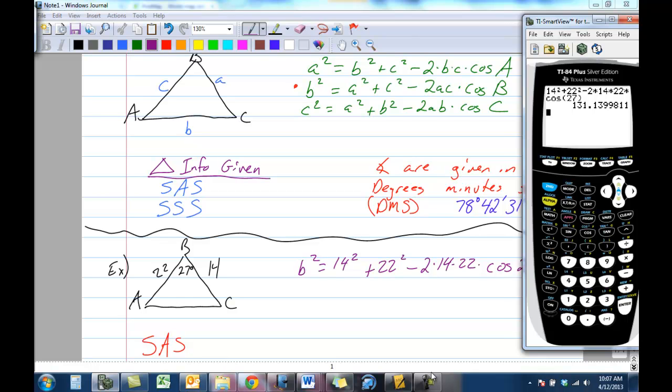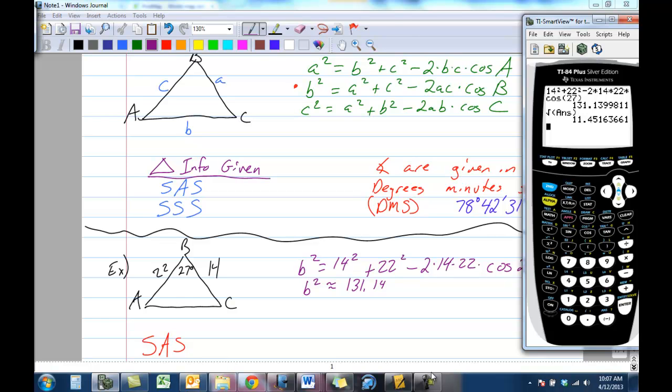So I'm going to write that. b squared is approximately 131.14. But here's what's up. We're going to take the square root of that. So we're going to do the square root. Now press second, answer. Don't put in the rounded value that I just scribbled down here. Put in the actual answer so we don't round until the very end.